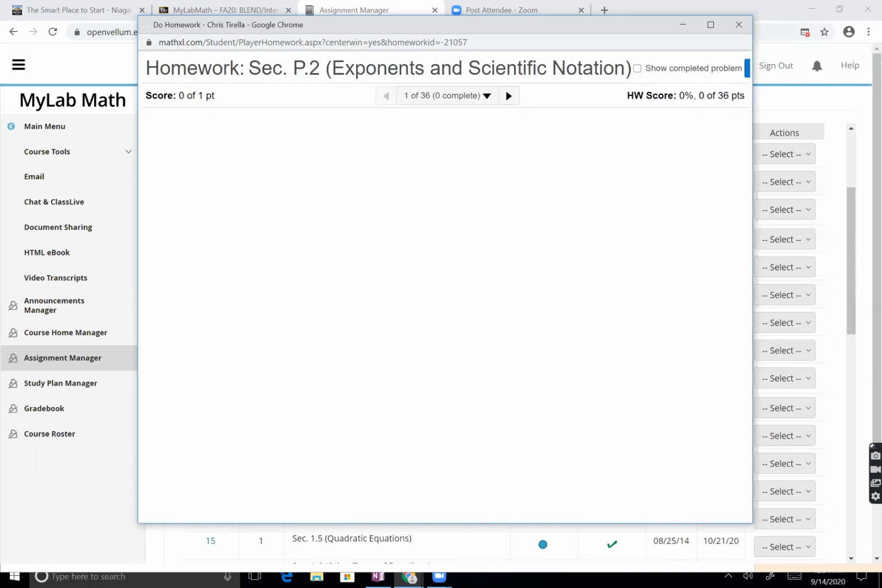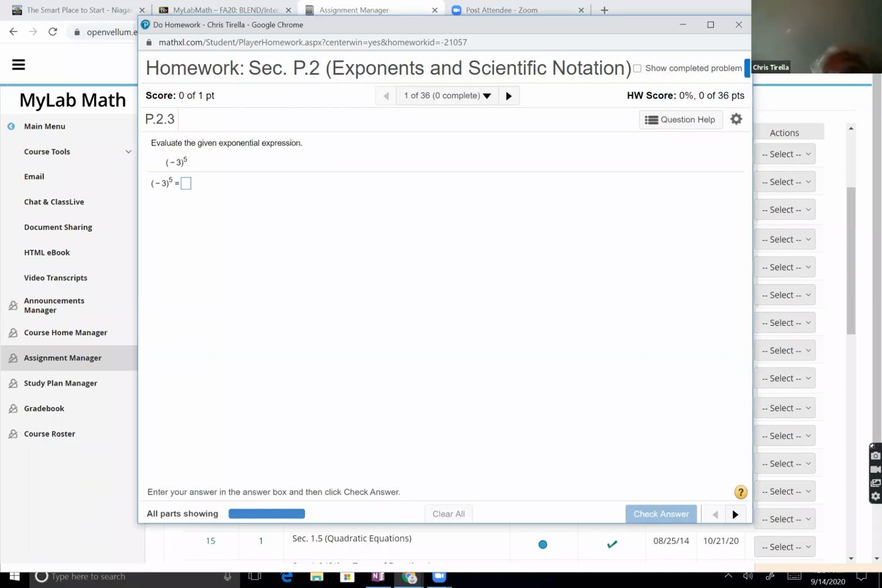I was wondering if you could go over question 28 on P3. On P3, before we go to P3, let's look at P2, okay? Does anybody have a question on any of the ones from homework P2?